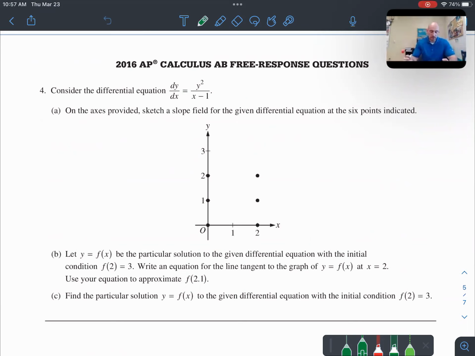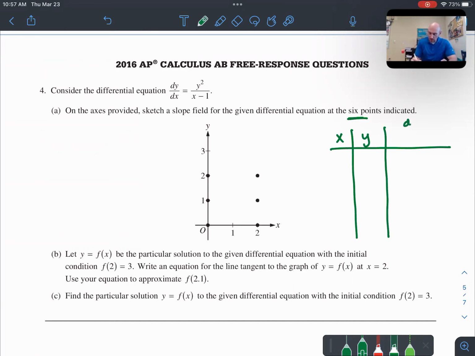So on the axes provided, sketch the slope field for the given differential equation at the 6 points indicated. So we have 6 points. You want to make sure that you actually put a slope at each of those 6 points. Don't do more than 6 points or they'll actually grade all the points that you do, and if you get one wrong accidentally, they're going to take off for that. So I'm going to go ahead and make my table. I always like to make a little table with this. It just organizes all my thoughts.